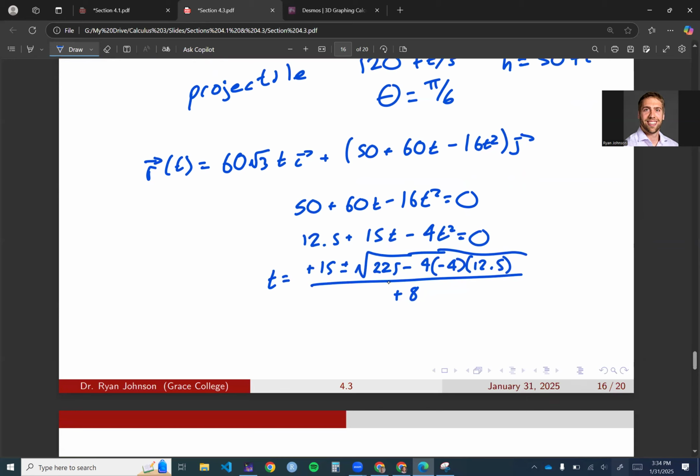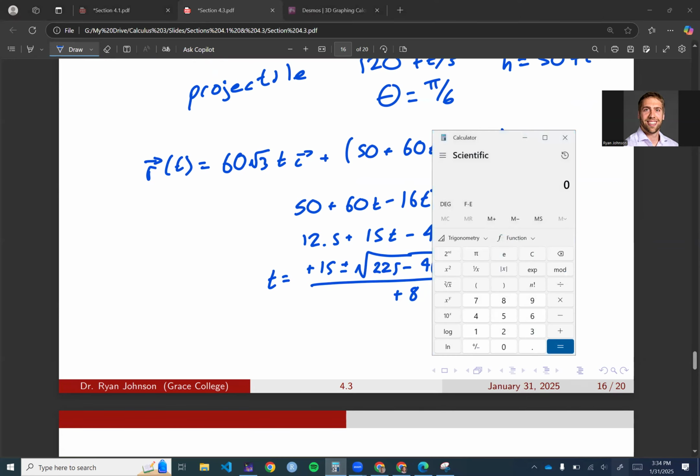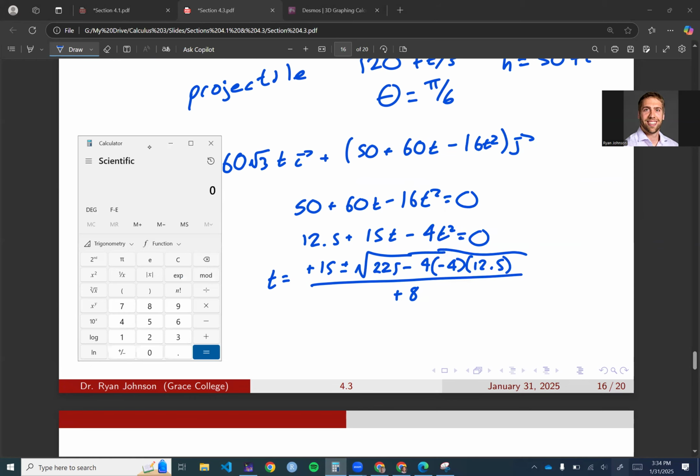And so then pull up our handy dandy calculator. 225 plus 16 times 12.5, that's equal to, take the square root, plus 15, divide that by 8. So then t is 4.452.